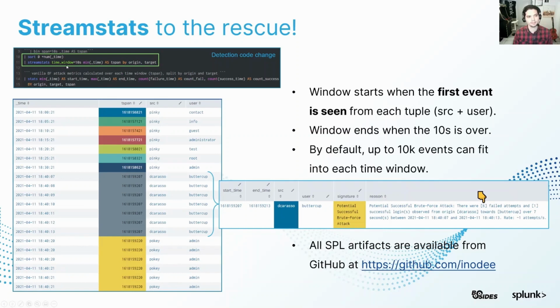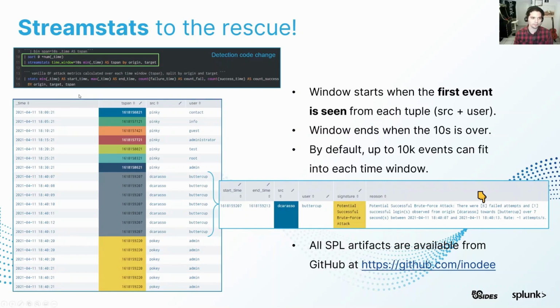So I changed the bin command to a sort and streamstats command, where I have the possibility to provide this time_window parameter, basically saying: whenever you see one event coming from a different origin and target combination, you start the clock. So the clock starts whenever the first event is seen from each of those tuples, right? And it ends, of course, when the 10 seconds are over, and we have a 10,000 events limit by default. This is set in limits.conf.